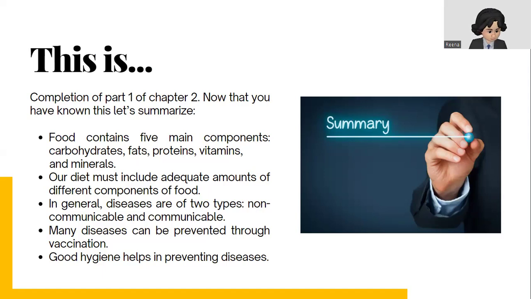And guys, let me tell you some keywords. Balanced diet: a diet that contains adequate amounts of different components of food, along with enough water required for the healthy function of our body, is called a balanced diet. The second one, disease: a state in which a function or a part of the body is no longer in a healthy condition is called a disease.